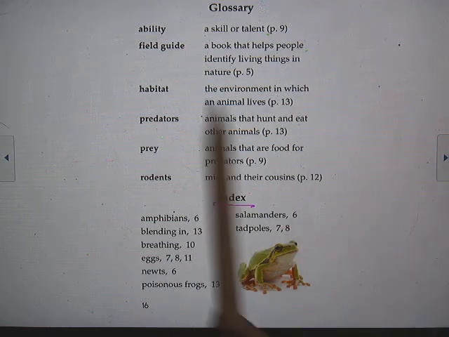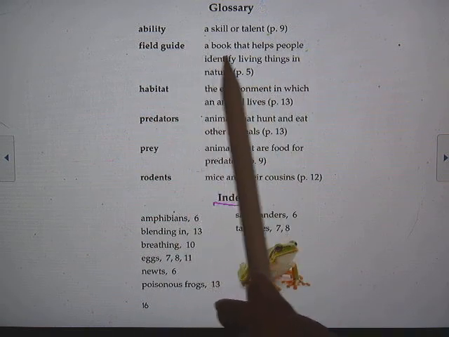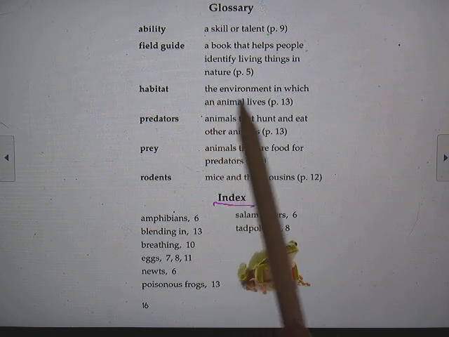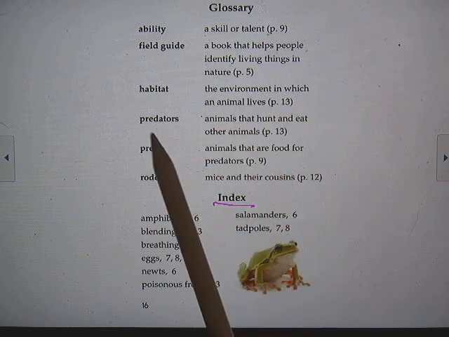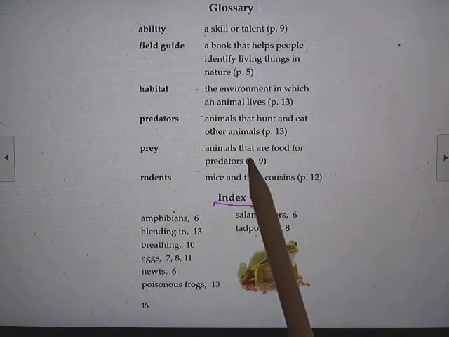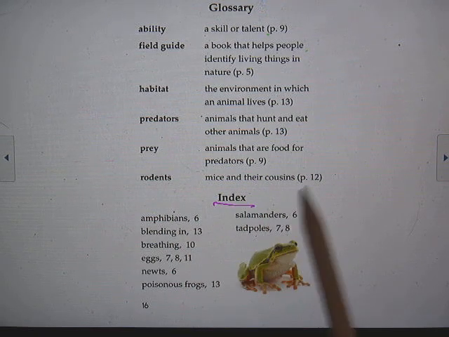All right, and then we're back to the glossary. Ability, a skill or talent. Field guide, a book that helps people identify living things in nature. Habitat, the environment in which an animal lives. Predators, animals that hunt and eat other animals. Prey, animals that are food for predators. Rodents, mice and their cousins.